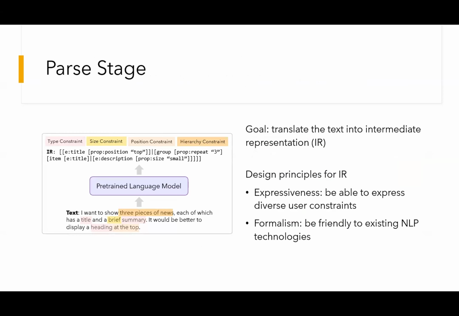So for the parse stage, the most important problem here is how to design the intermediate representation. Here we follow two design principles. The first one is expressiveness, which ensures that it is able to express diverse user constraints. The other one is formalism, which ensures that it is friendly enough to existing NLP technologies. With that, we can leverage a pre-trained foundation model to finish the parse stage.